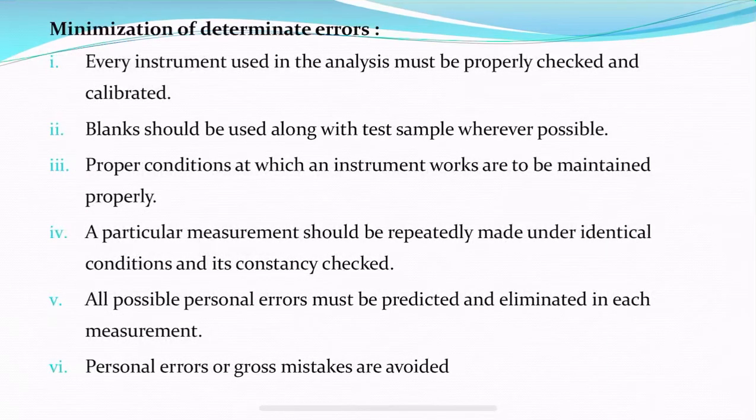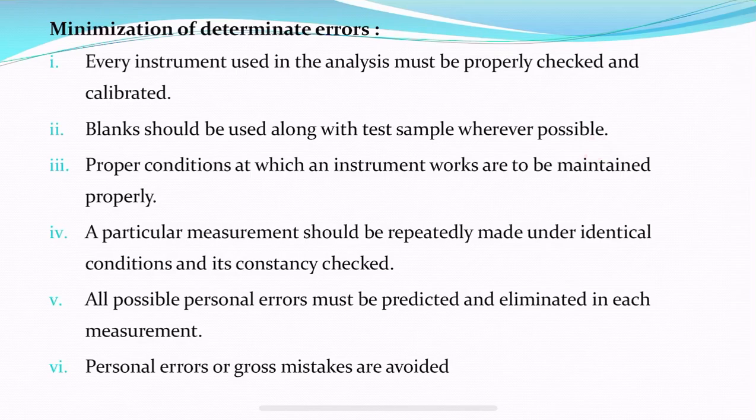Okay, next, moving on to the next slide, how to minimize these determinate errors. The following measures may minimize the error and improve the accuracy. What are those? The first one is every instrument used in the analysis must be properly checked and calibrated. Blanks should be used along with the test sample wherever possible. Using a blank is very, very important, so that we will adjust it, we will calibrate it to 100%, so that minimization of errors will be there. So wherever it is possible, along with the test sample, it is good to use blanks.